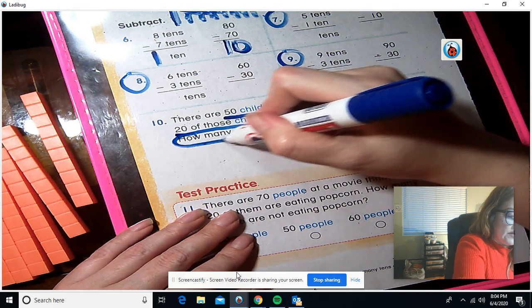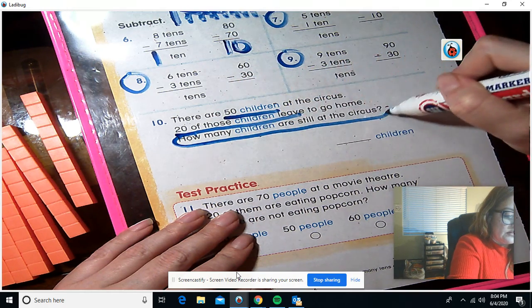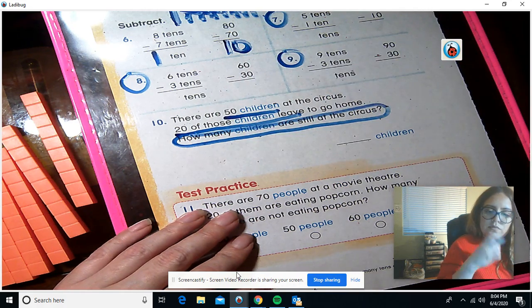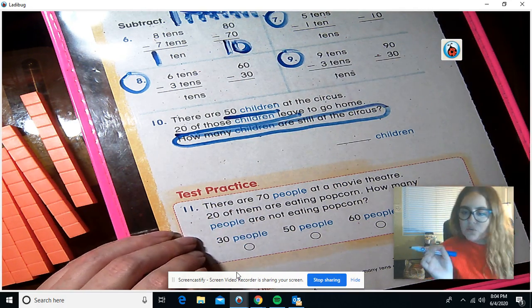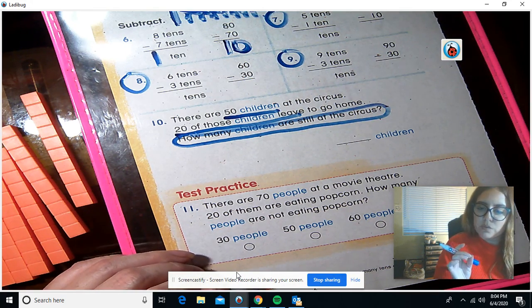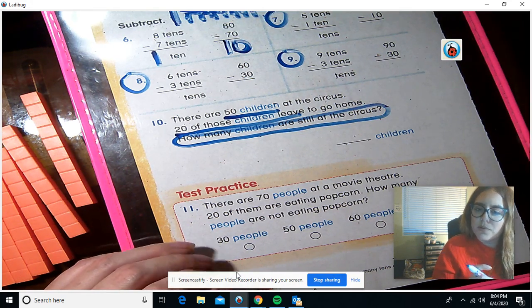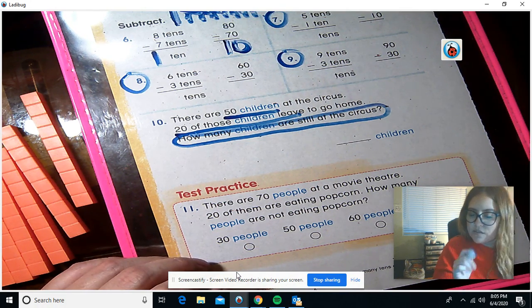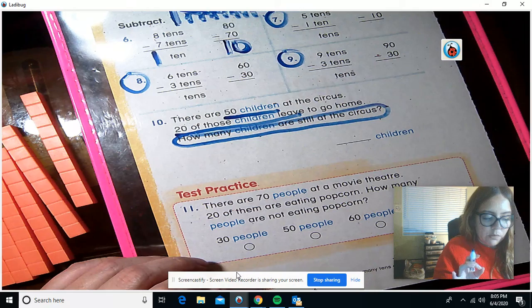Underline what you need to find out. How many children are still at the circus? So are we going to add or are we going to subtract? Find me keywords. What are your clues in this word problem that tell you whether you're going to add or subtract? And circle them. Take the time. I want you to look at the keywords. What are some keywords there?